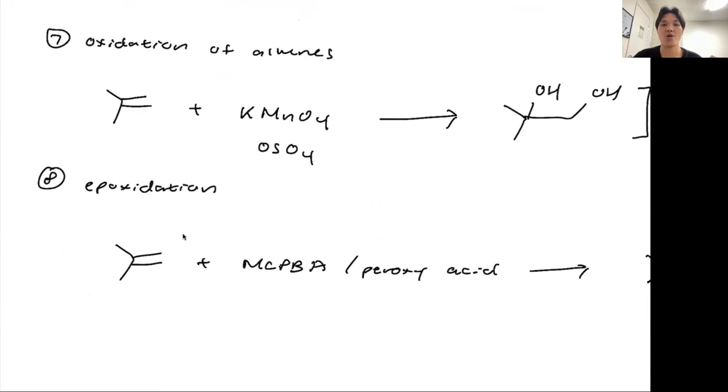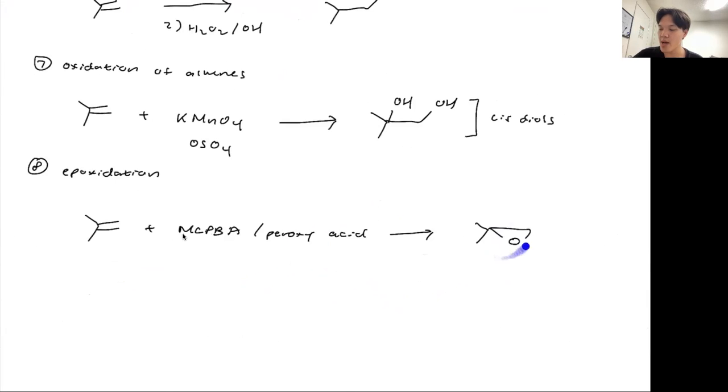Last one is epoxidation, right? So you might have seen this in 40A, you might have not, but we can treat an alkene with mCPBA. It's one of the most common peroxy acids, or a peroxy acid, and it's going to form an epoxide under the two carbons here, right? It's going to do that.